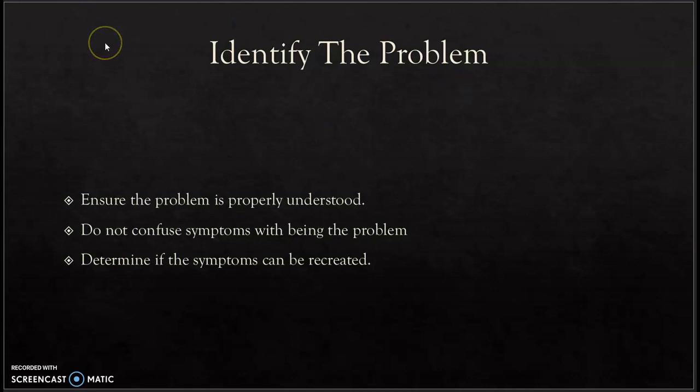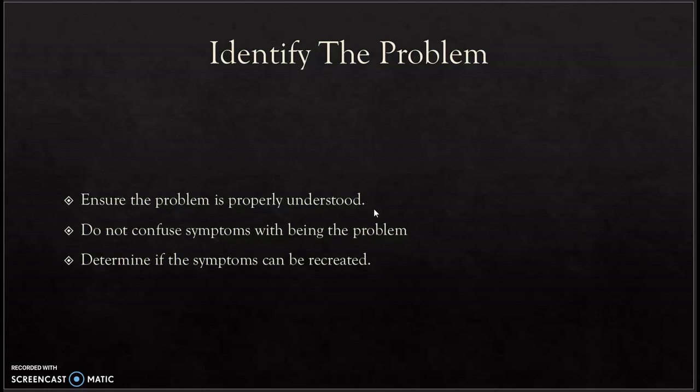The first thing you need to do when you come across any IT issues is identify the problem. Ensure the problem is properly understood. When you're on a user's desk or talking to them on the phone, ask them questions, probe them, to understand what the issue is. Once you get a firm understanding of what the problem is or what caused it, then you can move on. Do not confuse symptoms with being the problem.